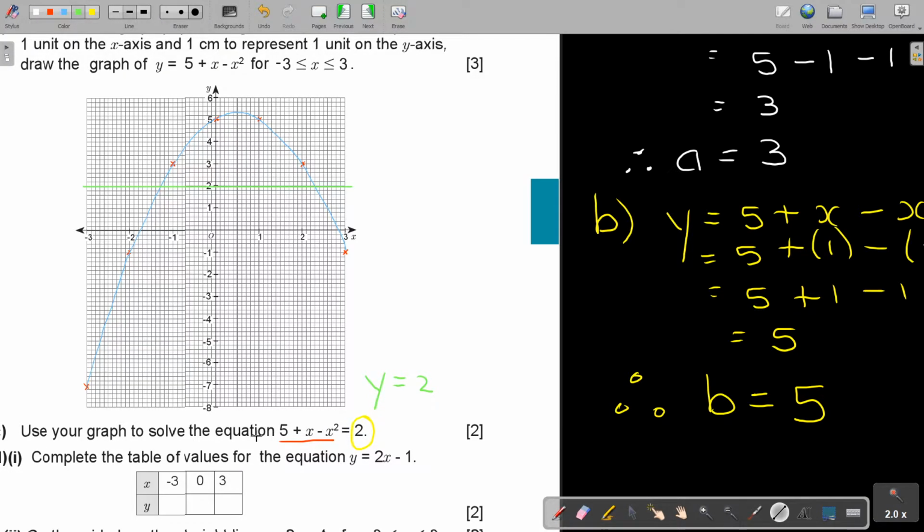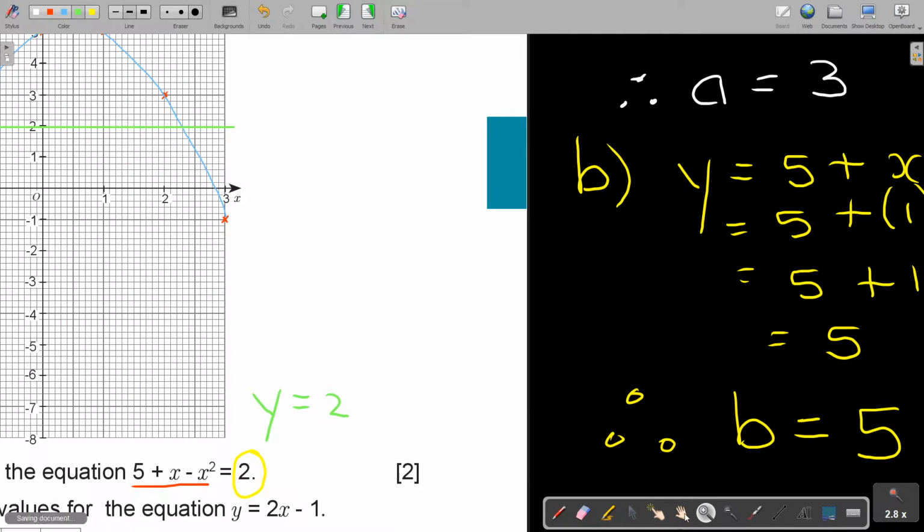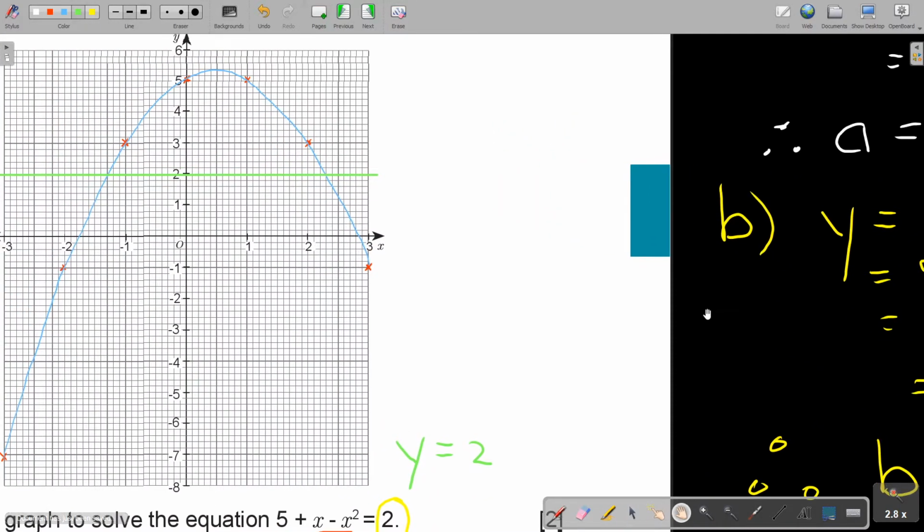But if it was asking for algebra, I would take the 2 over and then I would factorize or use the quadratic formula. But now they want me to use the graph. And I use the graph. So where the blue and the green intersect, I'm taking my ruler again and I go down. And I read down. And I go down. And I read down. And according to me, and I'm just going to make it smaller, it looks like negative 1.3, okay, and this looks like 2.3.